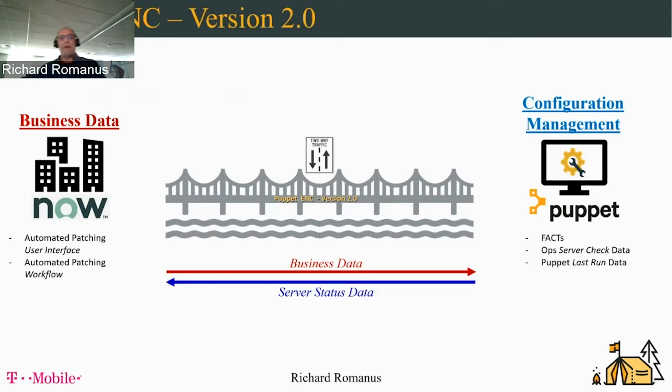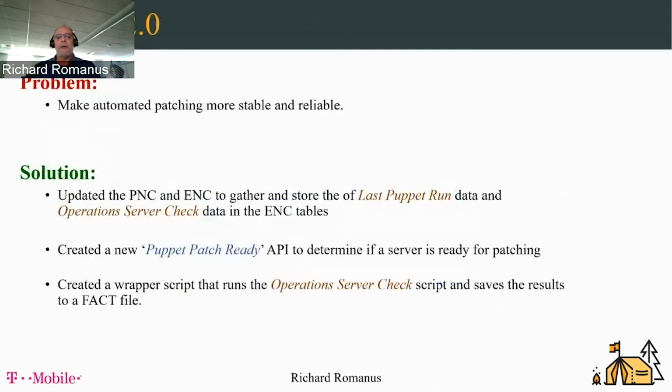And that's what led to the code upgrade of Puppet ENC and PNC to version 2.0, which uses two-way communication to pass data back and forth. With the goal of improving automated patching, we needed a method of checking the status of the server before putting it into the patching workflow. So changing the REST call from a GET to a POST between Puppet and ServiceNow allowed me to pass the status of the server back to ServiceNow and store it in a table. I then created an endpoint API in ServiceNow that looks up that stored server status to determine if the server is really ready for patching. I also had to create a Ruby wrapper script that runs our operations team's server shell script and then saves the values in a fact file.